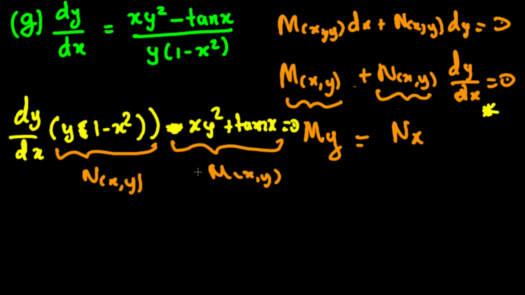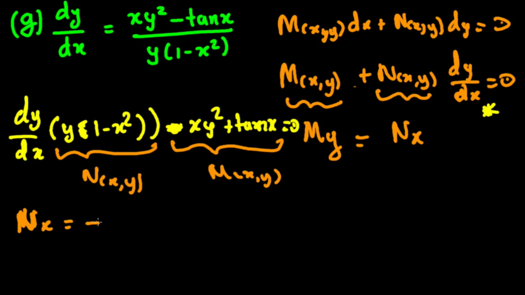Now after we find M of x comma y and N of x comma y, we have to take the partial derivative of M with respect to y and the partial derivative of N with respect to x and compare each other, and these two must be equal in order to be exact. Okay, now let's go ahead and take the derivative of this N with respect to x and see what we get. So if we take N with respect to x, we treat y as a constant. So this is going to be what?